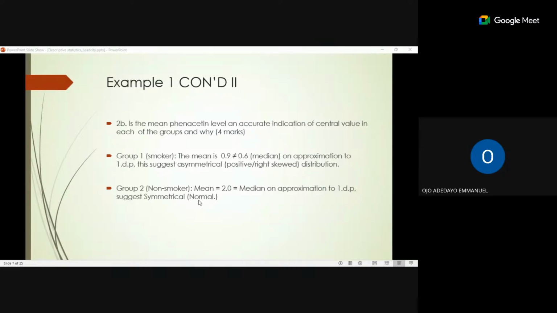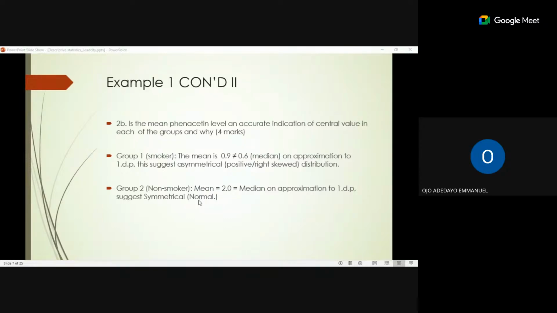Anytime you calculate your mean and you calculate your median, and both of them are the same, that means that the data you used in getting the mean and median is normally distributed. That means that the data is normal. Another name for normal distribution is that the data is symmetric. So anytime they ask you, is that data symmetric or normal, this is the thing that you are going to check.